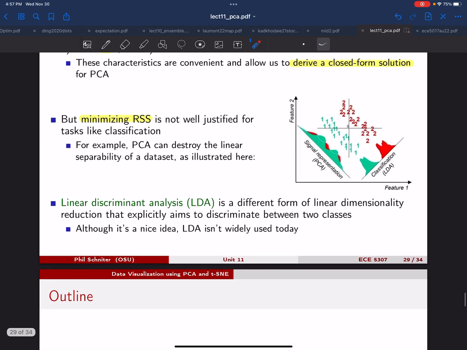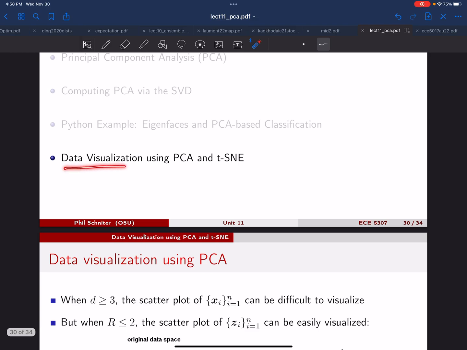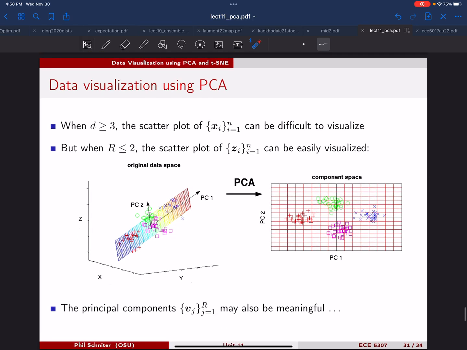All right, so there's one more important application that people use PCA for in some cases, which is data visualization. The idea here is that if you choose an R of 1 or 2, you can very easily visualize your data set. You squeeze everything down to a plane. Here's one simple example where we start in 3 dimensions. When we look at this 3-dimensional data, it's kind of hard to see what's going on.